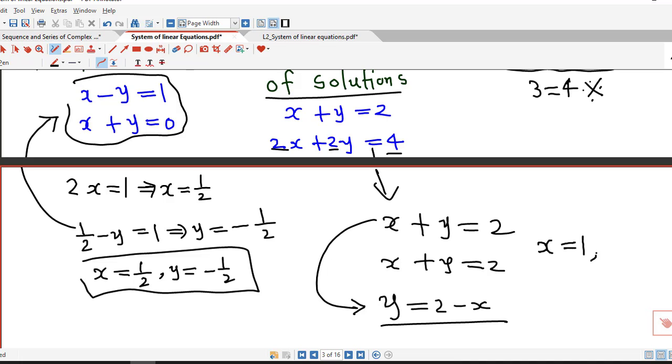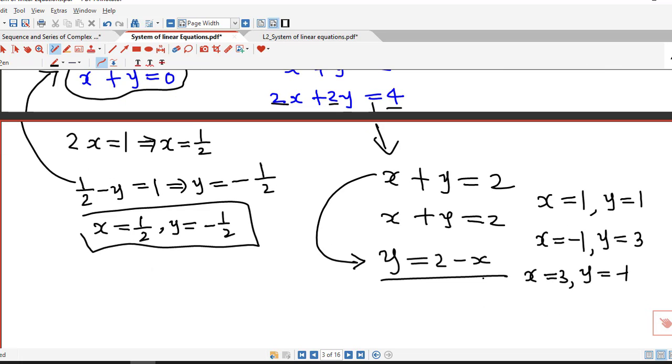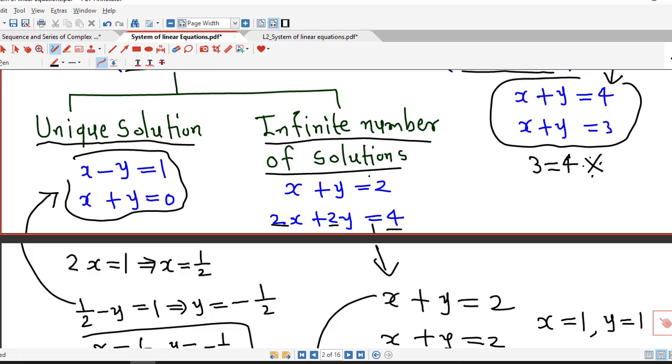If I take x equal to 1, y will be 1. If I take x equal to minus 1, y will be 3. If I take x equal to 3, y is minus 1. So in this way, x is a free variable here, or we can take any value for x and y will be obtained by y equal to 2 minus x. Now x is any real number, that means there are an infinite number of values possible for x. So therefore there are an infinite number of values for y also. So this system has an infinite number of solutions.